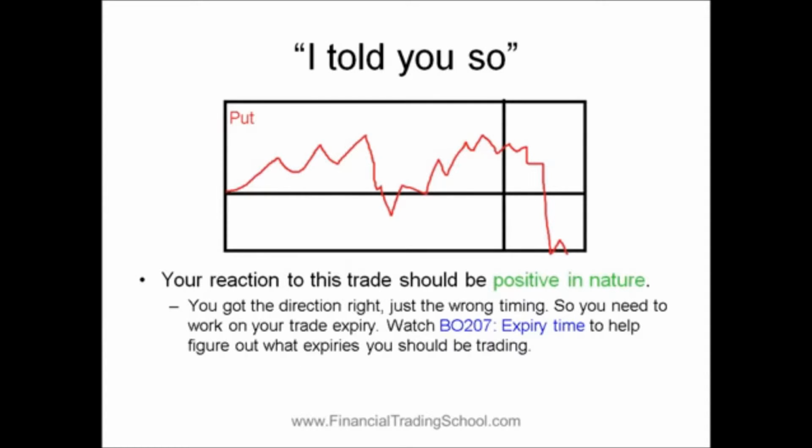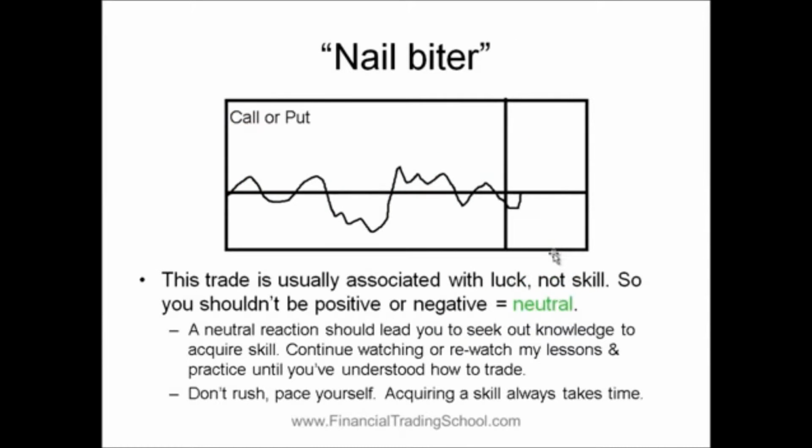So let's start off with the common "I told you so" trade. So basically what happens is you enter a put trade, and for the duration of your trade, for the most part it's against you, and then right after expiry it goes in your direction. So your reaction to this trade should be positive in nature because you got the direction right, just the wrong timing. So what you need to do is work on your trade expiry. For this I suggest you watch the BO 207 expiry time lesson to help you figure out what expiries you should be trading.